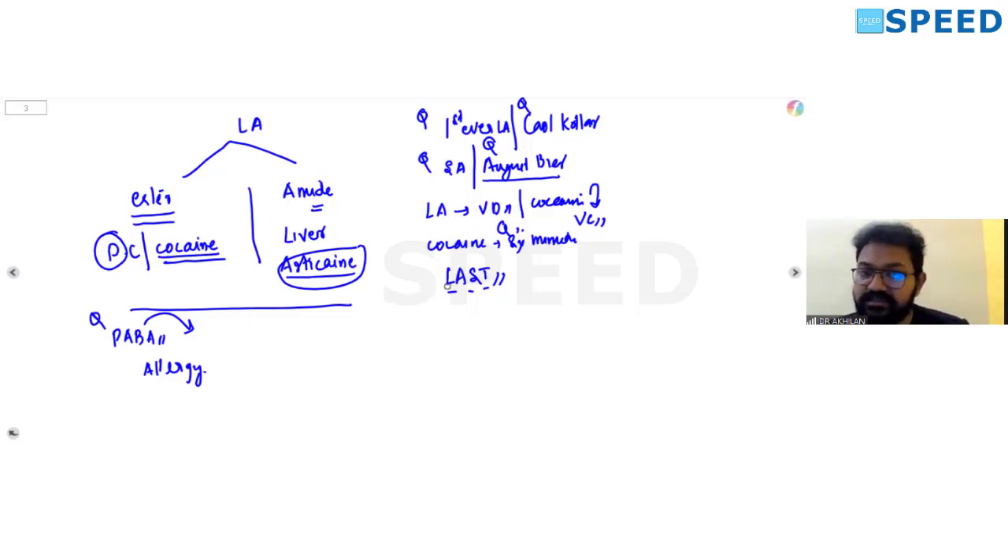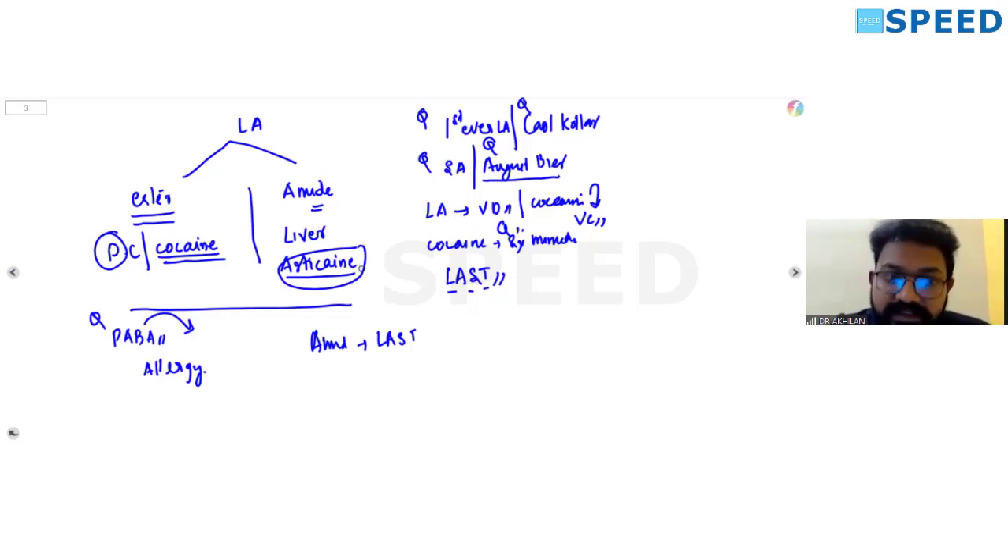They will travel to the brain, causing CNS toxicity. They will travel to the heart, causing serious toxicity. So amide local anesthetic agents are associated with more incidence of local anesthesia systemic toxicity, whereas ester local anesthetic agents are associated with more incidence of allergy. Right? So this is one thing that we have to understand about ester and amide local anesthetic agents. And finally, coming to the question, how do you identify ester local anesthetic agents and amide local anesthetic agents?